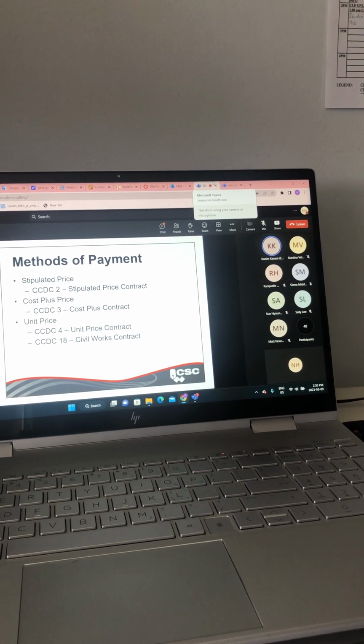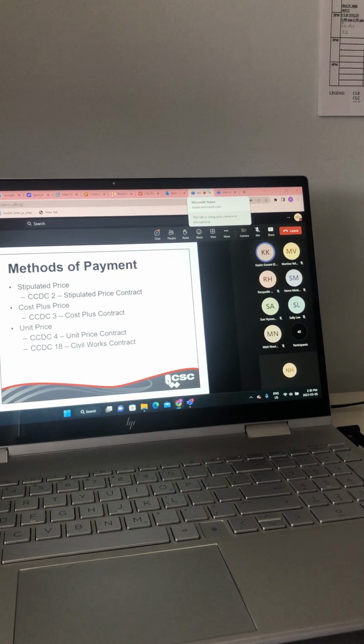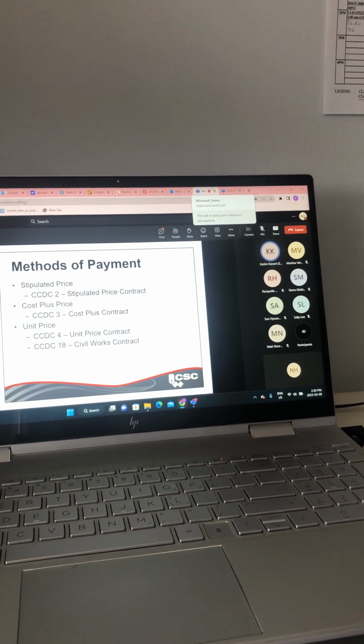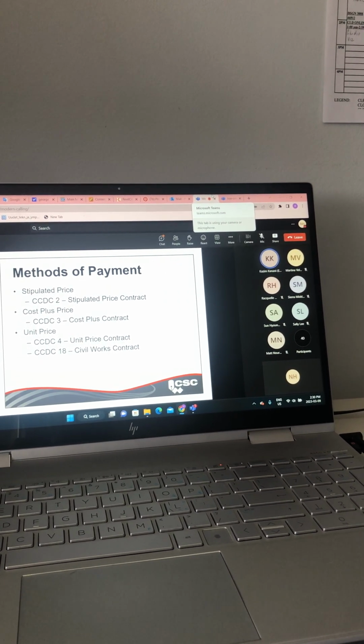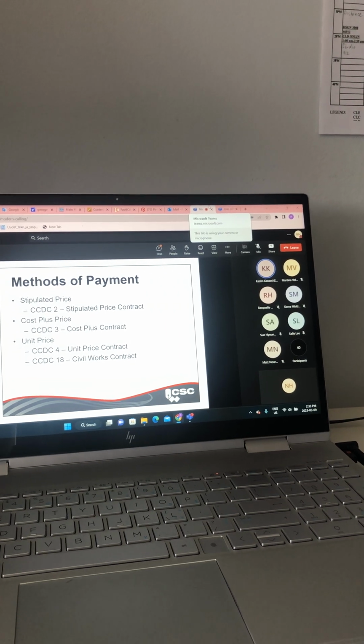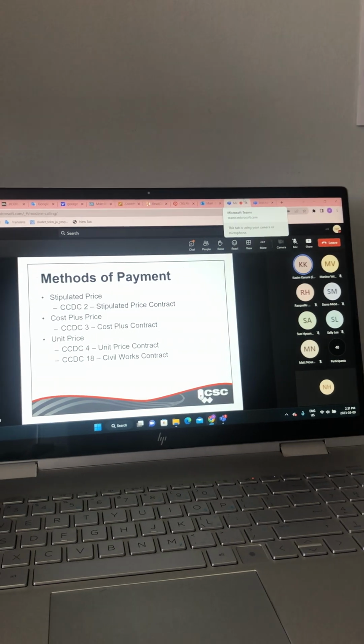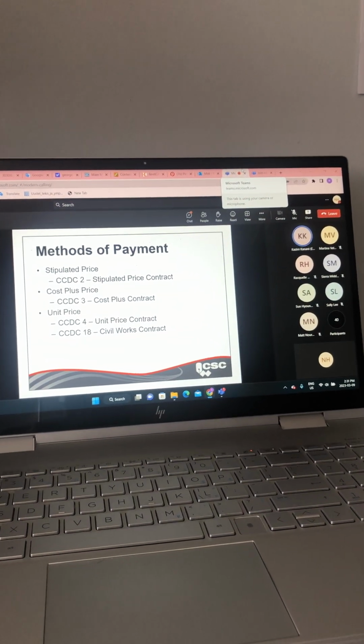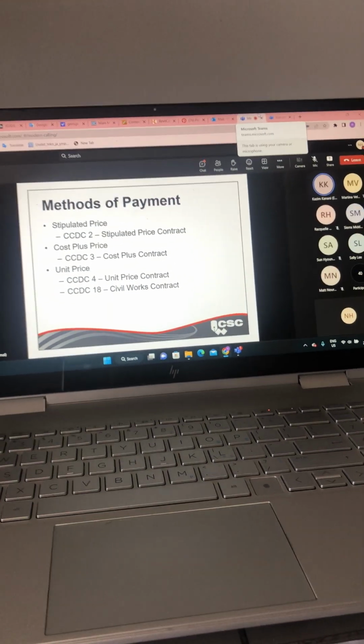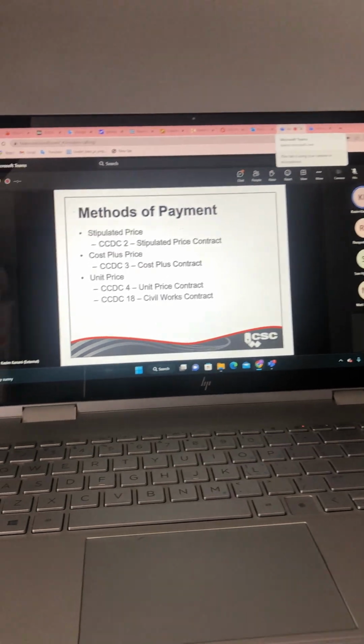The cost plus contract is typically used when the scope of the work, quality, and quantity is not fully known at the time of signing the contract. The owner reimburses the contractor for actual costs incurred and then pays a fee, a percentage or a fixed fee, in addition to those actual costs.